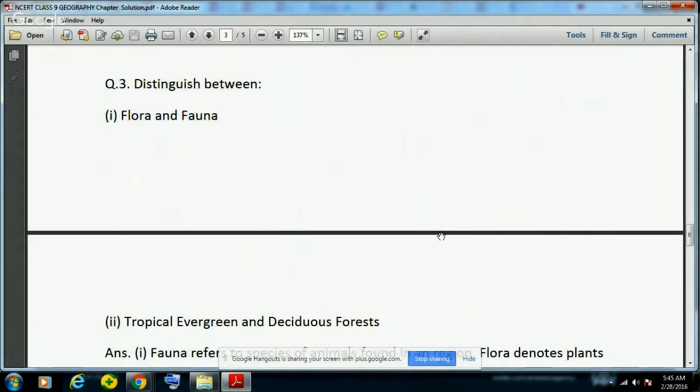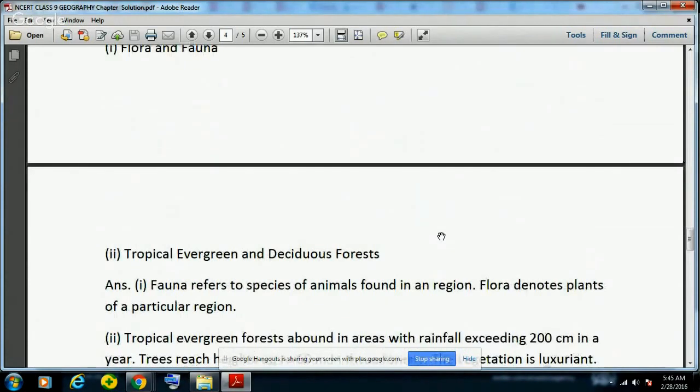Now distinguish between flora and fauna. Flora means the plants of a particular region, and fauna means the species of animals found in a region.